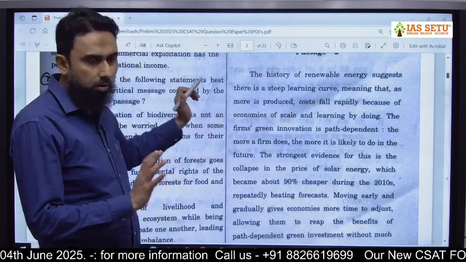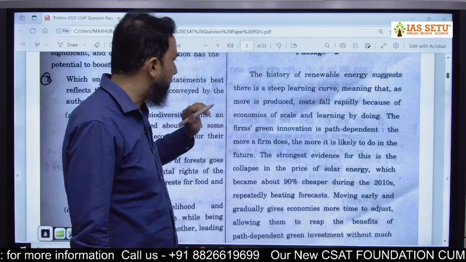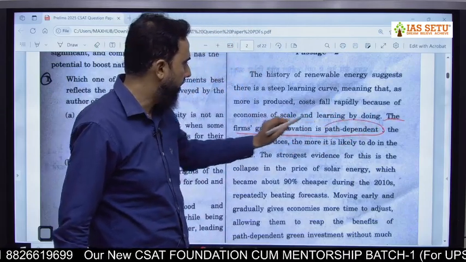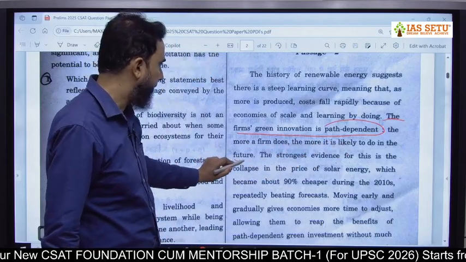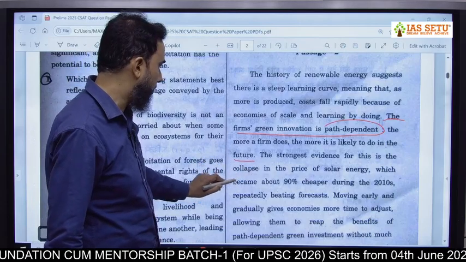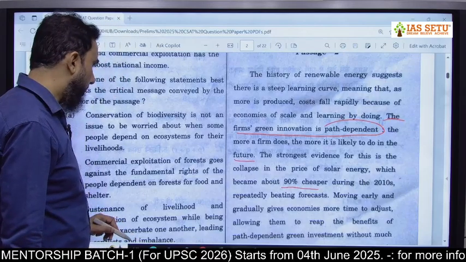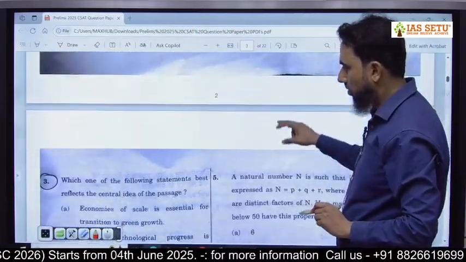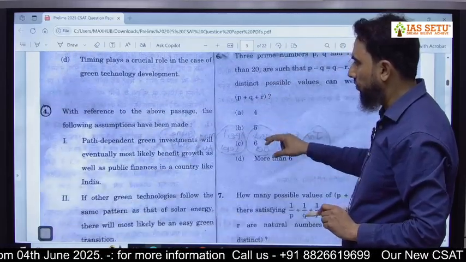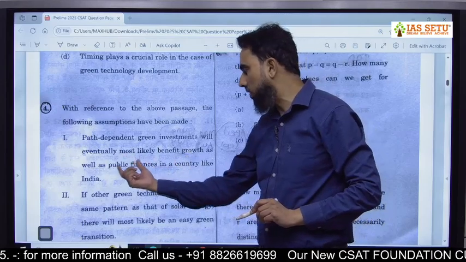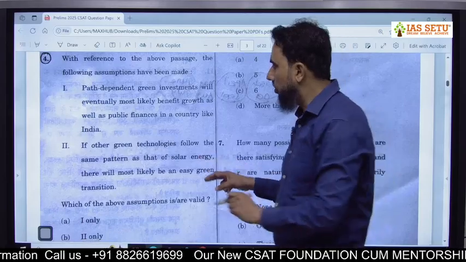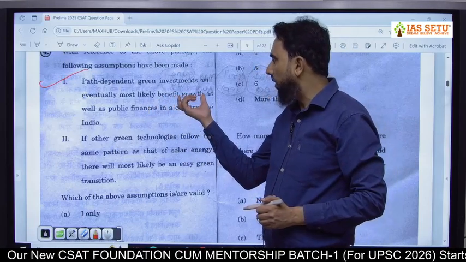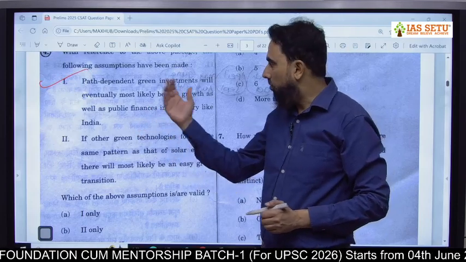Now students appearing for this exam must learn this part, that for the different statements you must go to the relevant part of the passage. Here, the firm's green innovation is path dependent, right? The more a firm does, the more it is likely to do in the future. So it is path dependent. The strongest evidence for this is the collapse in the price of solar energy, which became about 90% cheaper. And moving early gives economies more time to adjust. So it talks about the country, economy. So for the first one, path dependent green investments will eventually most likely benefit growth as well as public finances in a country like India, yes, and this is the correct assumption. Path dependent has been projected in a positive way, and for growth as well as public finances in a country like India, solar energy has been put forth as an example.